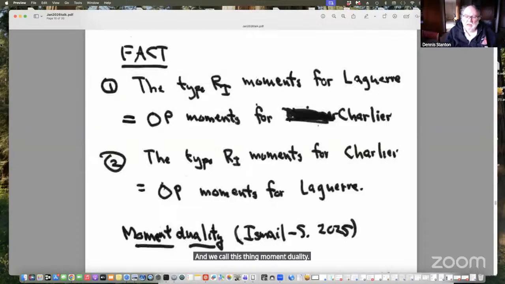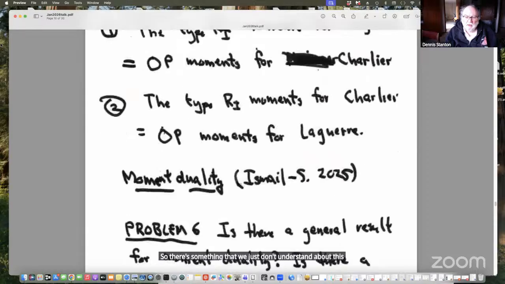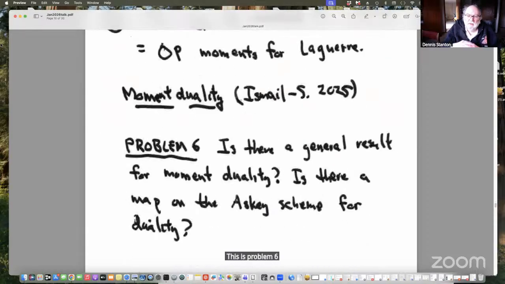I don't have any idea why this is true. All I can do is compute it and see that it is true. So there's something that we just don't understand about this moment duality. This is problem 6. Is there a general result for moment duality?